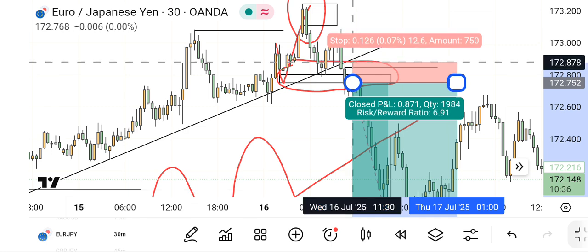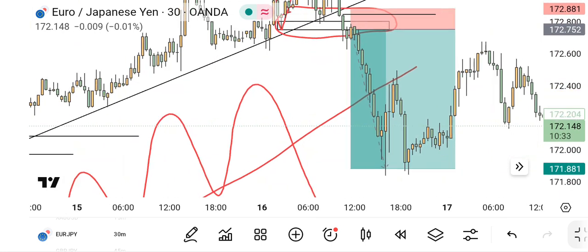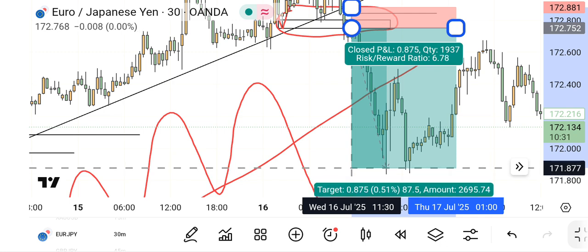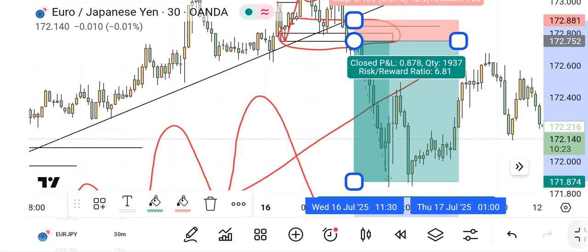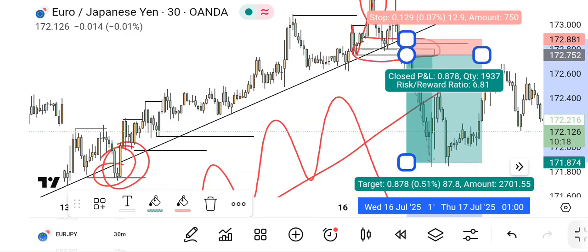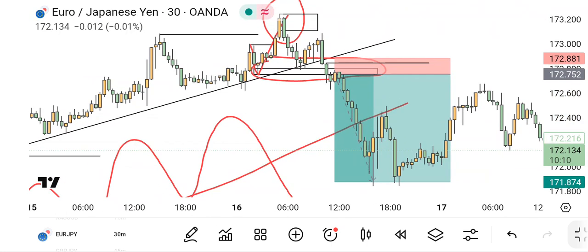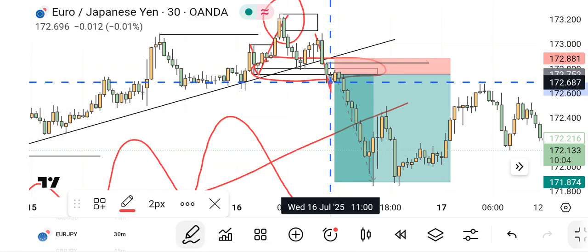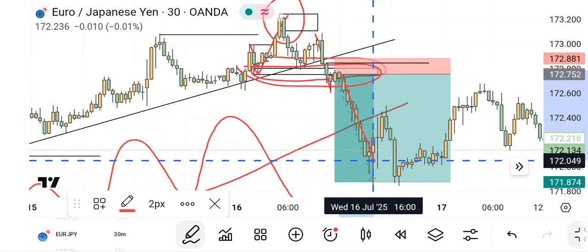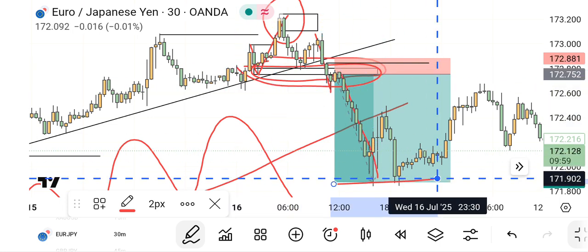Then my stop loss was around this, my take profit was around this point, which gave me 6.8 risk reward, which is approximately 8 risk reward. So the basic thing that I use is breakout trend line. The price broke out from this trend line and retested back to this block. Then I entered and took my profit here. It's just simple like that.